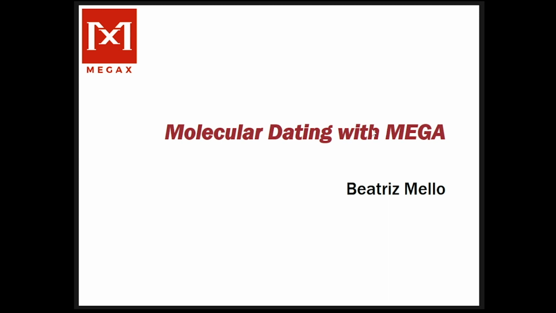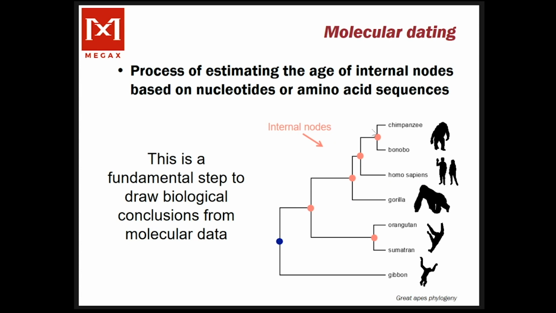So we're going to talk about molecular dating with MEGA. First of all, molecular dating is the process of estimating the age of internal nodes based on nucleotide or amino acid sequences. This is a fundamental step to draw biological conclusions from molecular data. Actually, many of the evolutionary analyses we do today rely on a time tree.